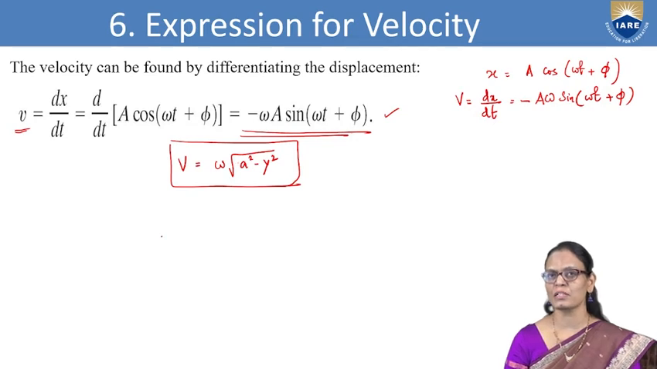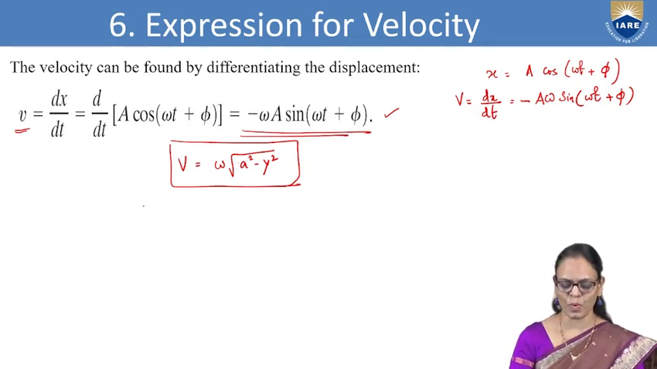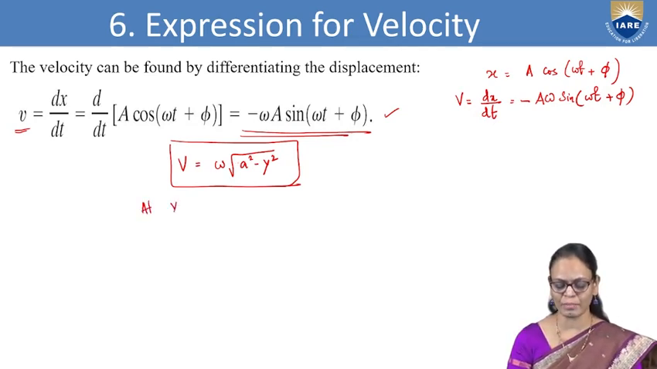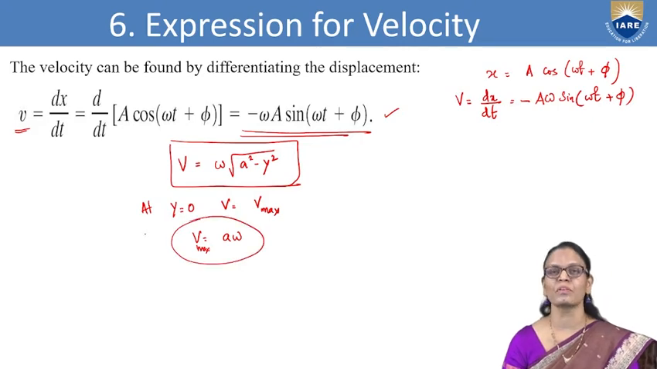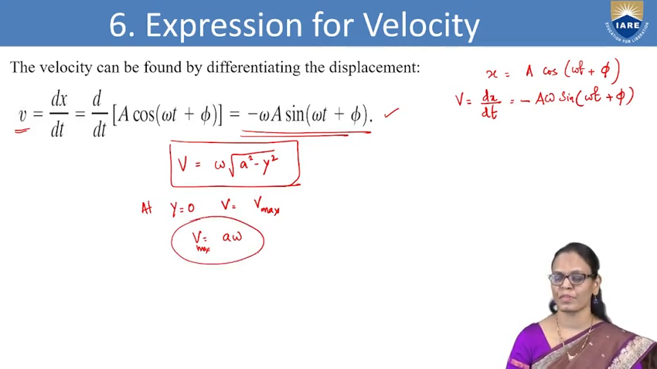When is the velocity maximum? At y is equal to 0. Means at the mean position, v is maximum. V is v maximum. So put y is equal to 0. So under root a square is a. So v is equal to a omega, or I can say v max is a omega. So this is the formula for maximum velocity.